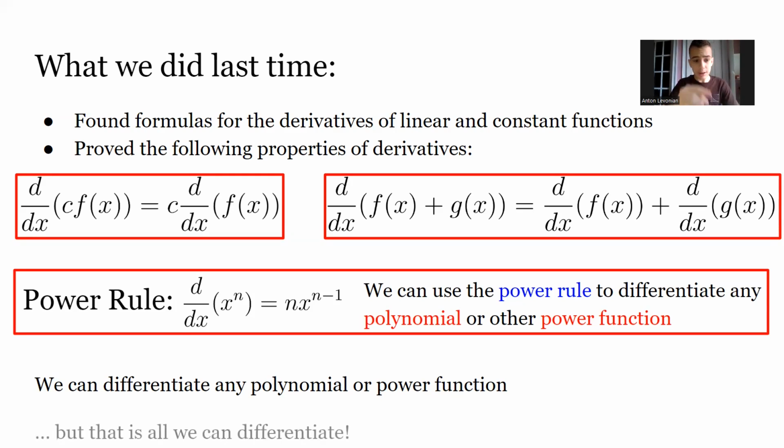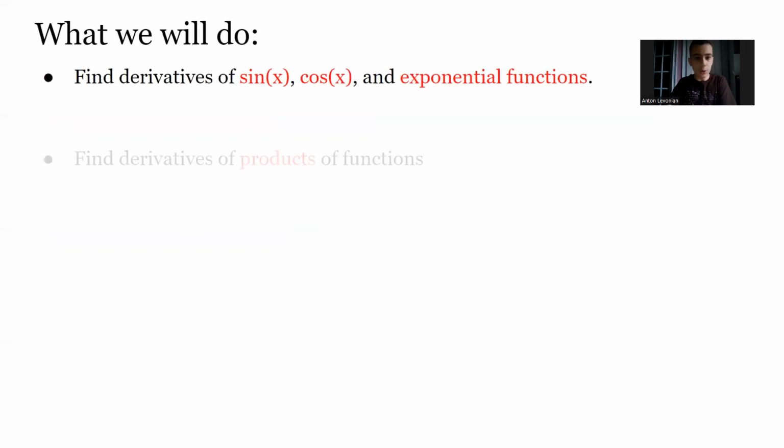The problem is that is the only thing we can differentiate, right? Without any more complicated rules, we can't expand our knowledge to functions such as sine, cosine, exponential functions. We can't expand to any of that. So in this lesson, we will try to expand our knowledge of derivative rules to those types of functions. We will once again find formulas for the derivatives of sine, cosine, tangent, and the exponential functions. And then we will also find a handy rule to find derivatives of products of functions.